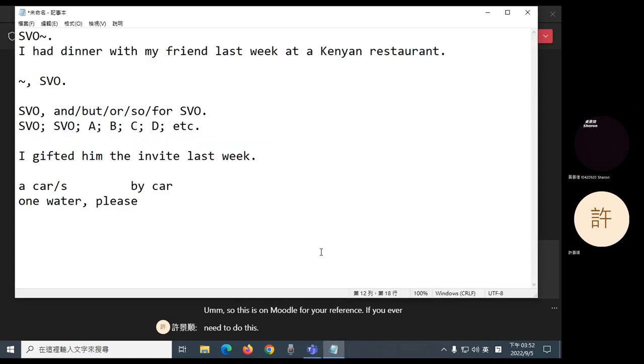Okay, so we've been talking about countable and uncountable nouns, but there is one word that we have not mentioned. The. This word, I am sure, has caused many headaches for you. What does it mean? Where do we use it?